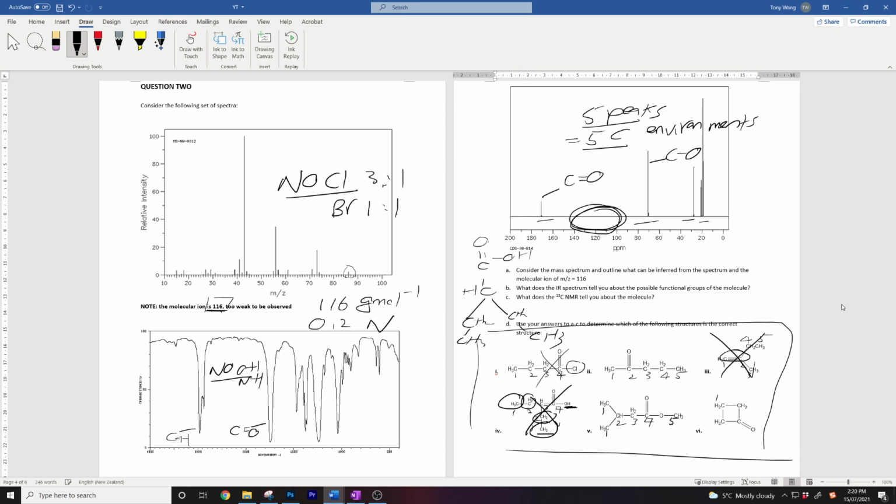And this is 1, 1, 2, 2, 3. So that's wrong because there are 3 carbon peaks. All right, 3 carbon environments. So the only realistic option is this one and this one, without looking too much at everything else. But I know it's going to be this one.